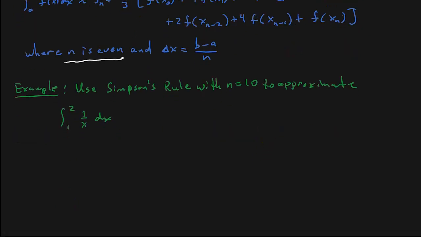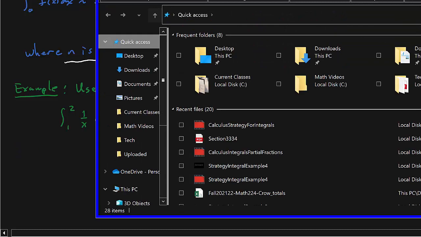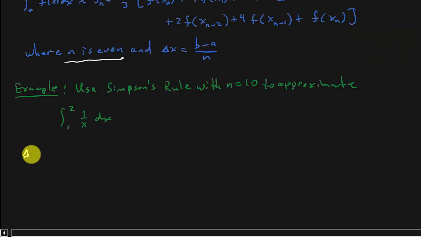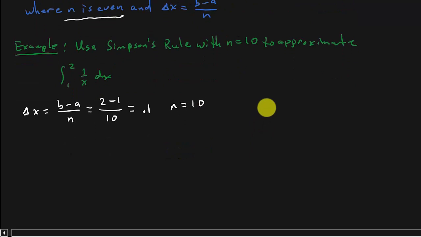All right, so let's see. Delta x is b minus a over n. So that's going to be 2 minus 1 over 10, which is 0.1. And we have n equals 10. So you just plug it in. So we've got the integral from 1 to 2 of 1 over x dx, and that's going to be S10. I'll use the S for Simpson's rule, 10. That's what n is.